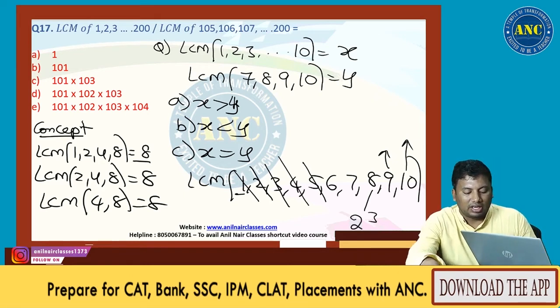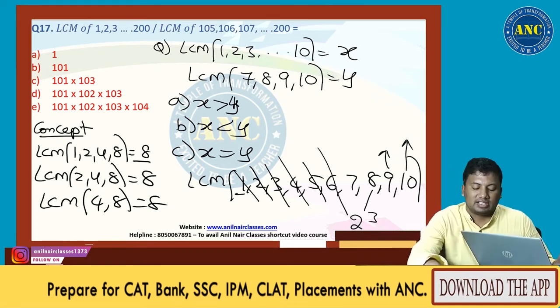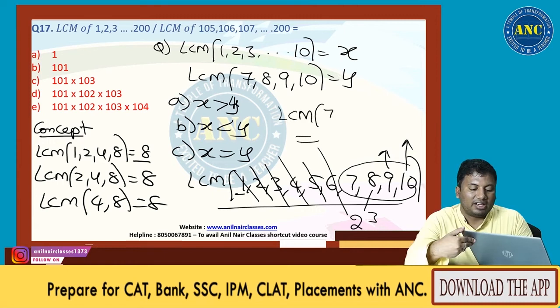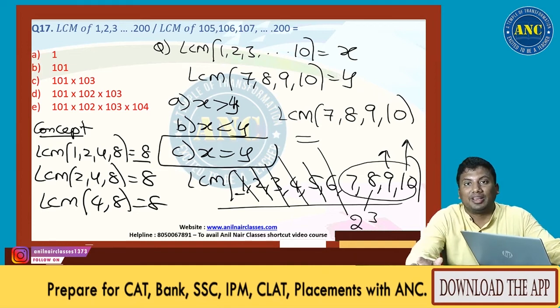If 2 and 3 are eliminated, automatically 6 is eliminated. That means this is equivalent to LCM of 7, 8, 9, 10. So the answer for this question is X equivalent to Y.